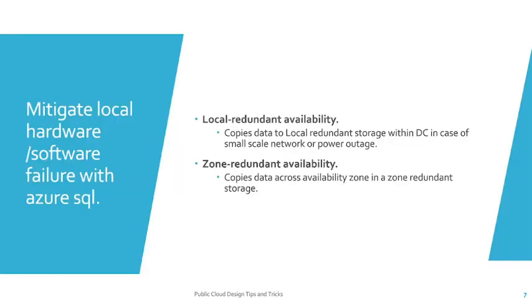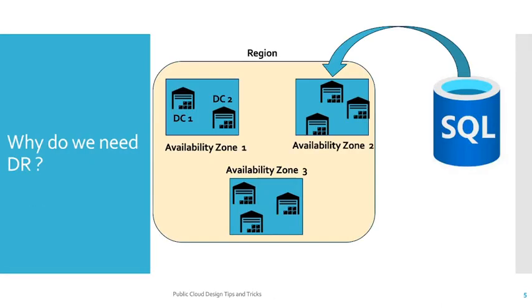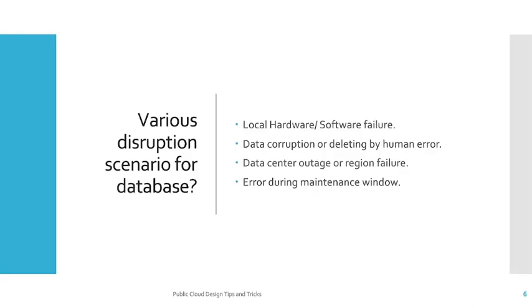Let's try to understand different types of disruption scenarios. The first type is local hardware or software failure, which we talked about. That means due to a power outage or network failure, there is a local hardware or software failure. In that case, how to handle that? The second is data corruption or deletion by human error. That means the user or the admin who is interacting with the database, by human error, has deleted some table or some row or some database.